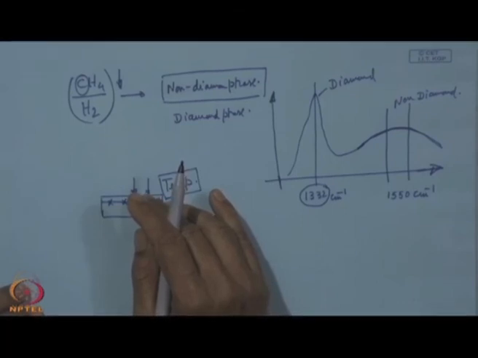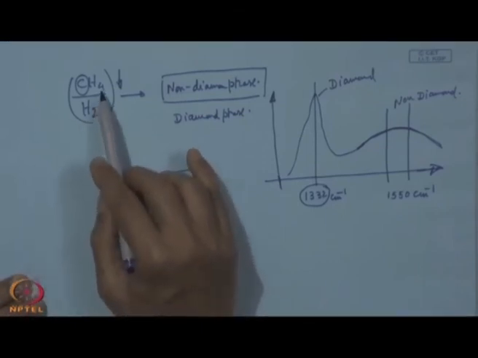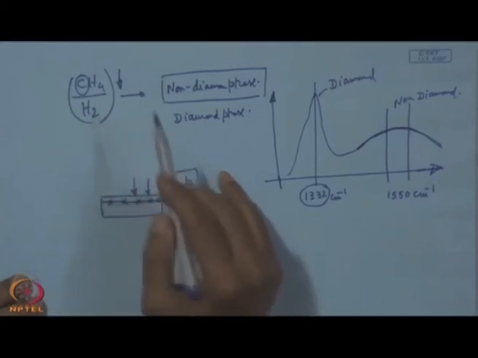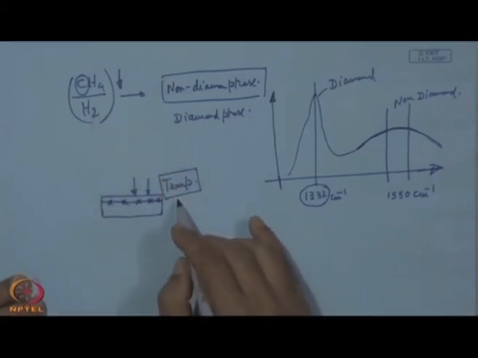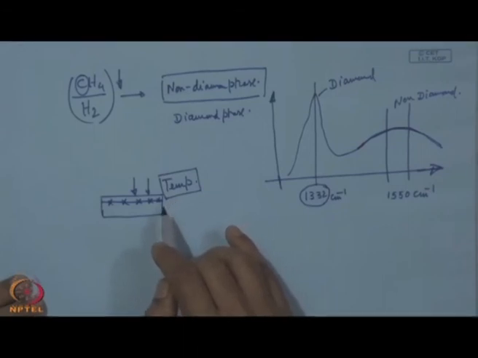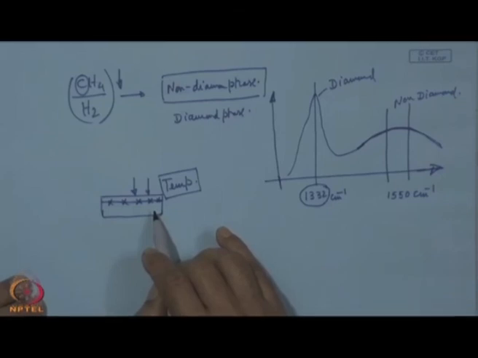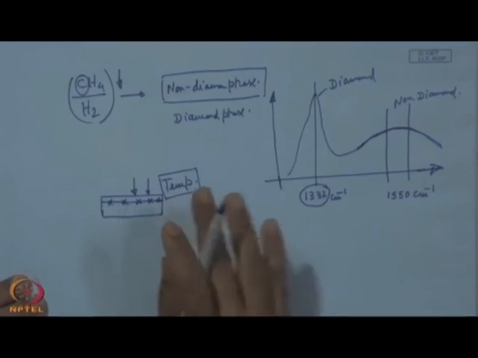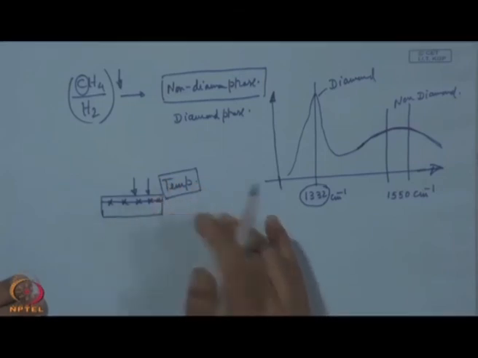So, this way we have seen the methane to hydrogen ratio, then substrate temperature, pressure and SOD. They have to be considered in their totality to have a well adherent, well nucleated and pure diamond, which has good adhesion and at the same time high purity. So, this is one of the issues one should look into.